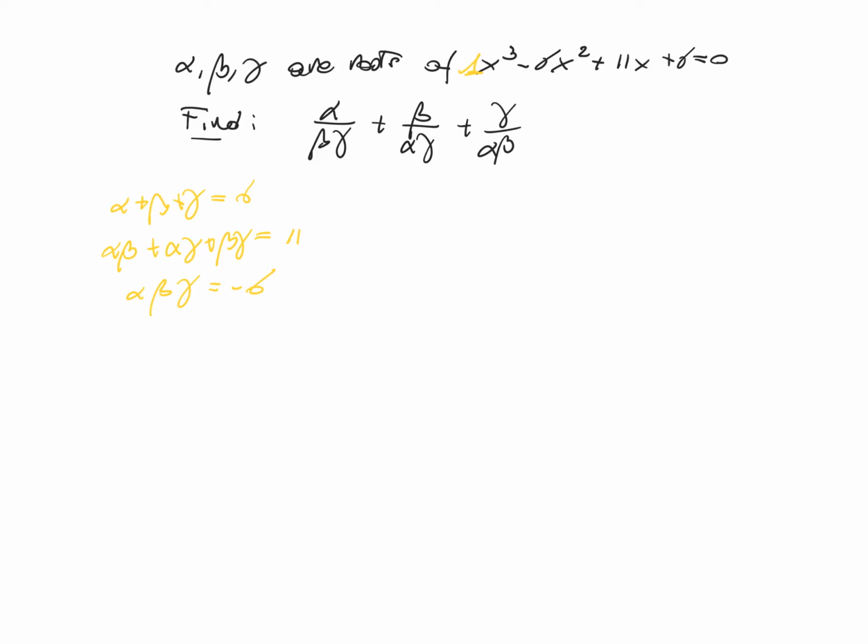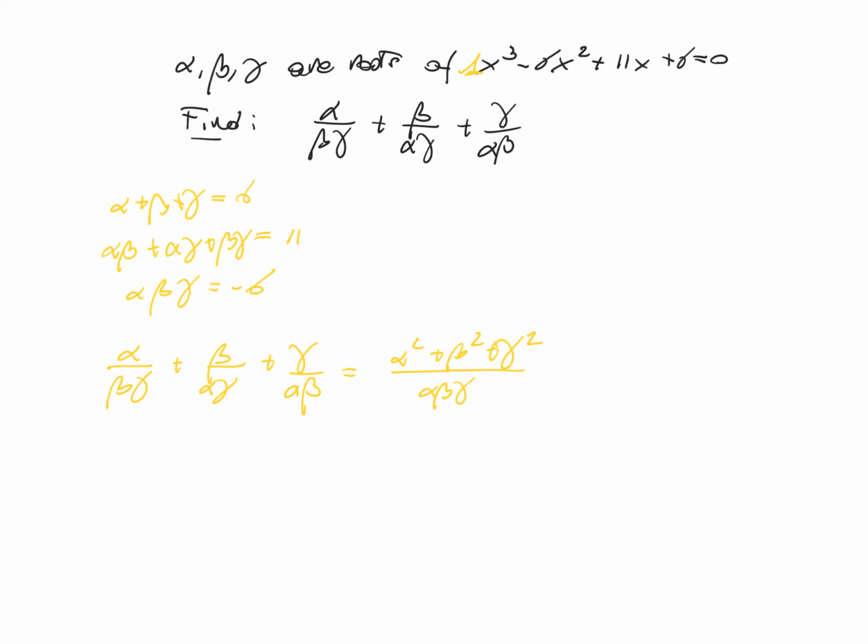What we then have to do is transform this expression. So we have alpha over beta gamma plus beta over alpha gamma plus gamma over alpha beta. And we want to find this expression in an easy way. The easiest way is to first put everything on the same denominator, alpha beta gamma. This then gives me alpha squared plus beta squared plus gamma squared over alpha times beta times gamma.